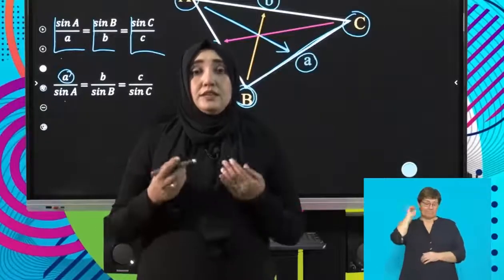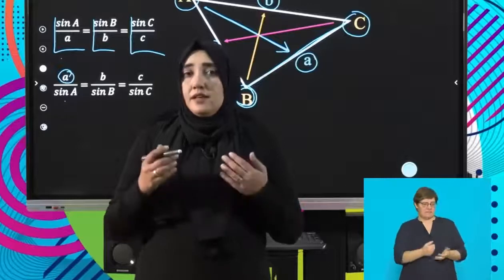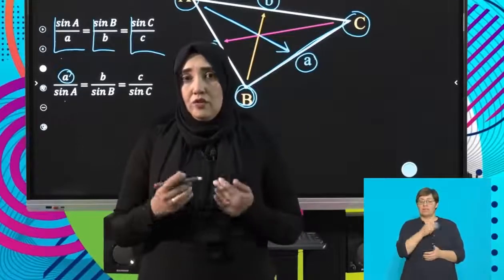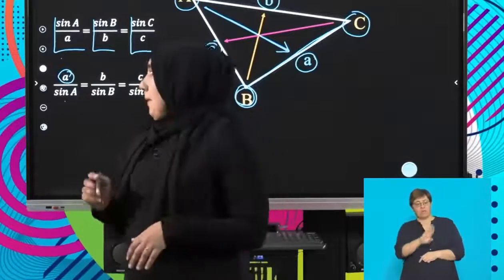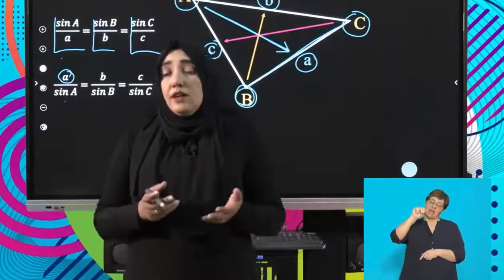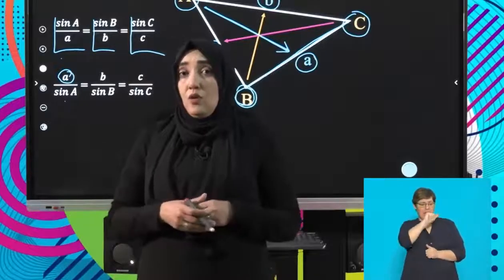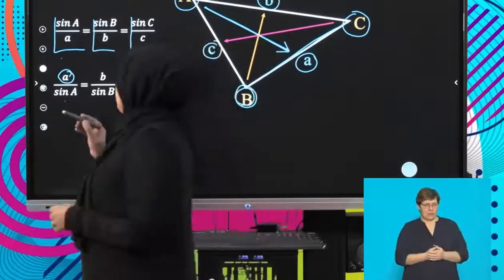So when we're trying to memorize the sine rule, it's really, really simple. We're always talking about sine A over a equals sine B over b equals sine C over c. But what happens if our triangle is not labeled with ABC? What then? Let's look at that.